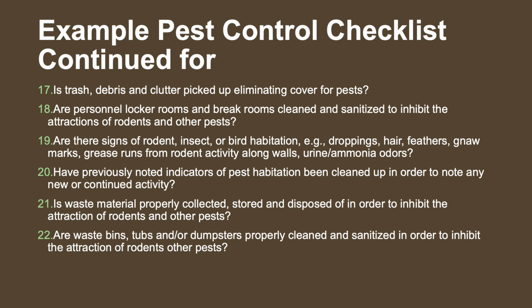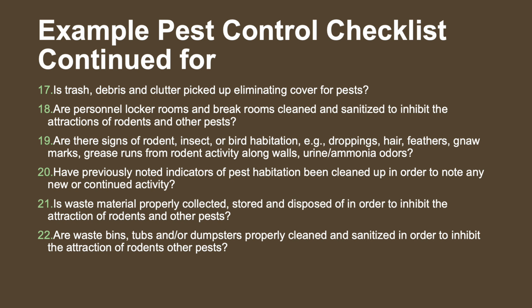Are there signs of rodent, insects, or bird habitation, e.g., droppings, hair, feathers, gnaw marks, grease runs from rodent activity along the walls, or urine ammonia odors? Have previously noted indicators of pest habitation been cleaned up in order to note any new or continued activity?